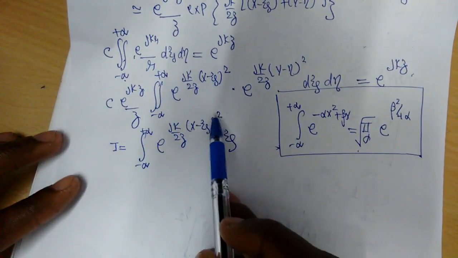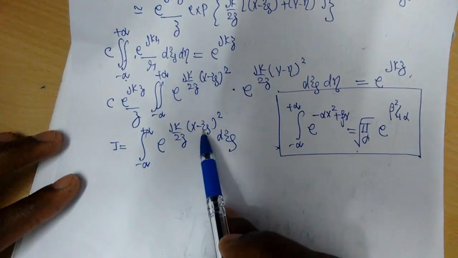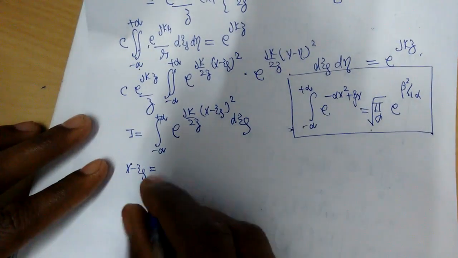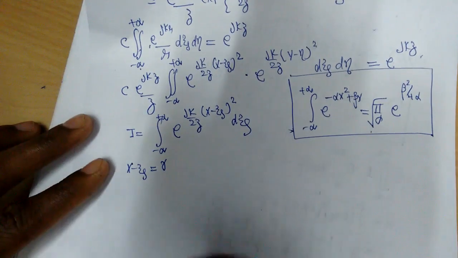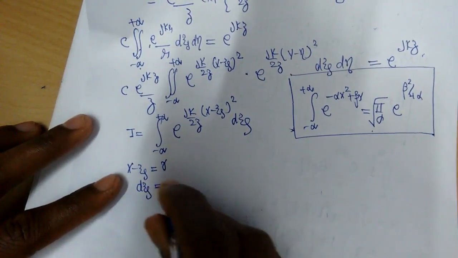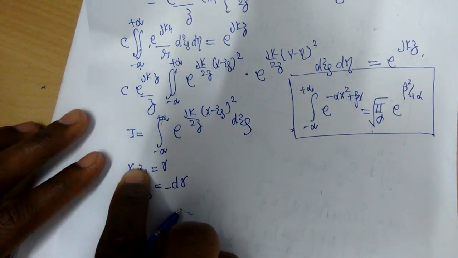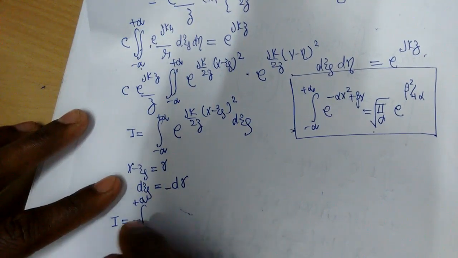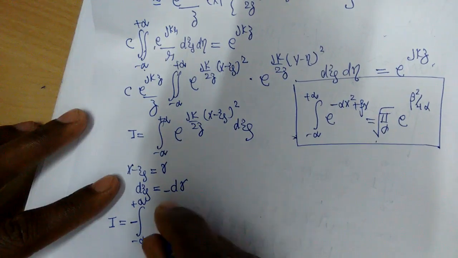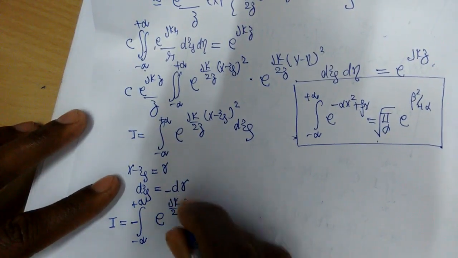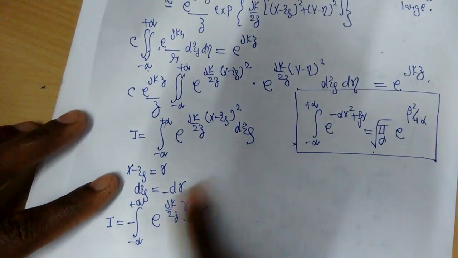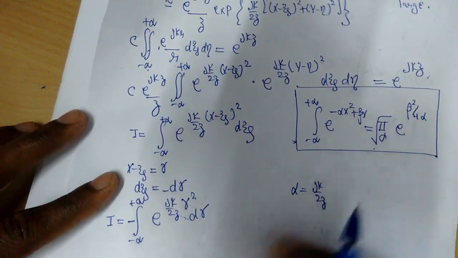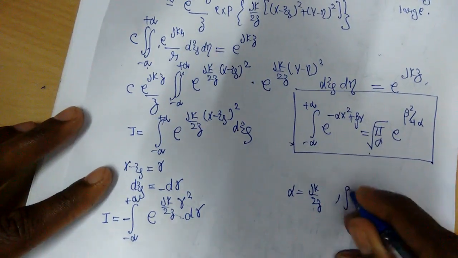So this is the square term which is here, but here it is x minus zeta, so you have to do a substitution. You substitute x minus zeta with some variable, let us say gamma. So this d zeta will be given by minus of d gamma, because there is minus here. So that means integral I becomes minus infinity to plus infinity with the minus sign, e raised to power jk upon 2z gamma square d gamma. So if we compare this equation with this equation, the value of alpha comes out to be jk upon 2z, and of course beta is 0.